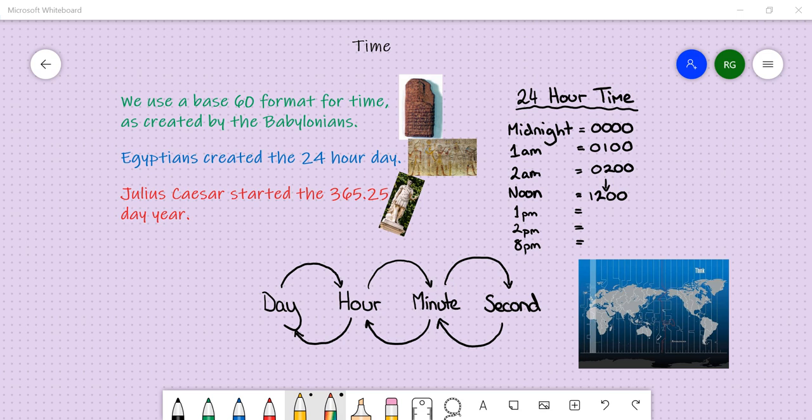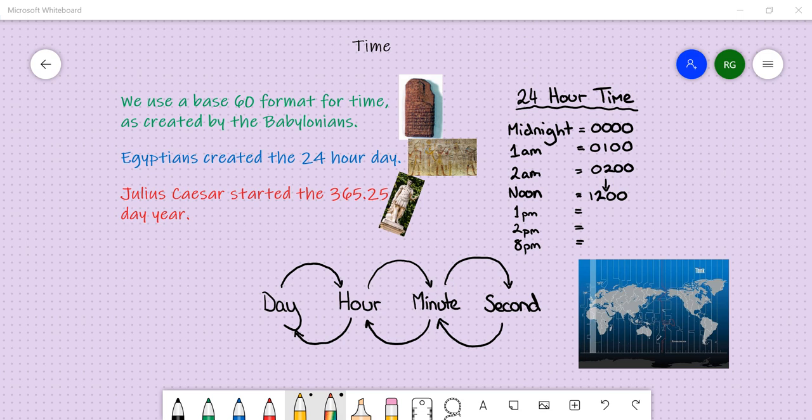Today we're going to be looking at time. The way that we look at time has changed. We currently use a base 60 format for time, as created by the Babylonians.